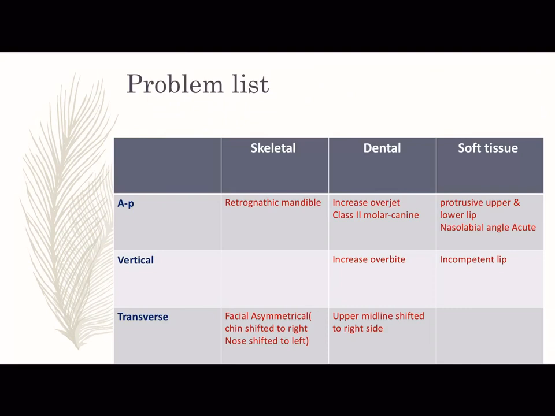In soft tissue: protrusive upper lip and lower lip, acute nasolabial angle, and incompetent lip.